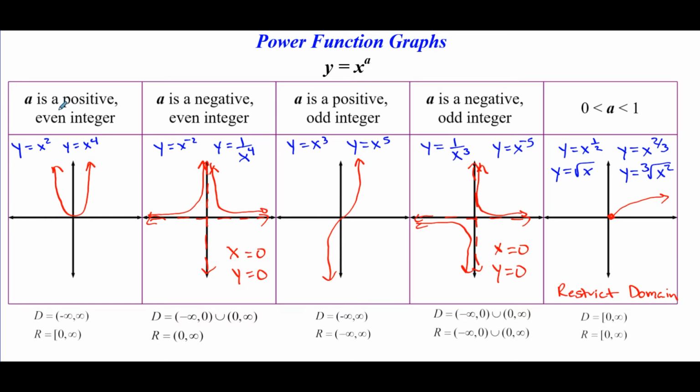The first one is when a is a positive even integer, so something like x cubed or x to the 4th, then you're going to get that parabola shape or that U-shape, and your domain is going to be all real numbers, and your range is going to be 0 to infinity with no transformation.